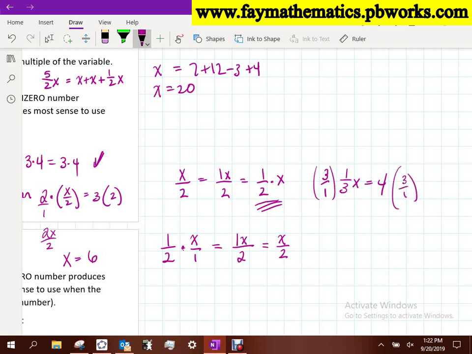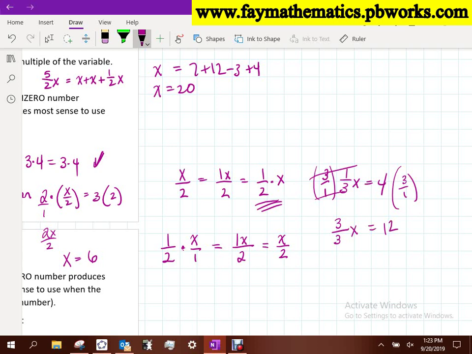3 over 1. The reason we do this here is multiplying fractions. What's 3 times 1? 3. What's 1 times 3? 3. Okay, then on the right hand side we get 12, right? So what's 3 over 3? 1. So we get 1x, which is what we're looking for, right?